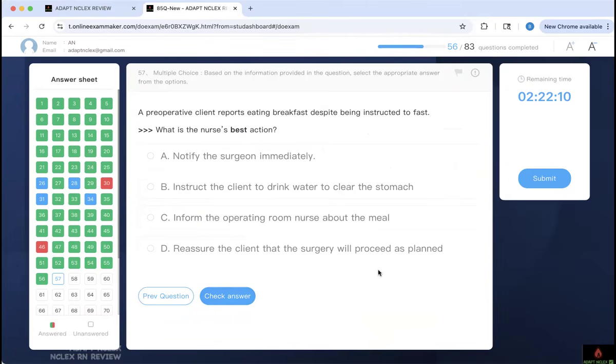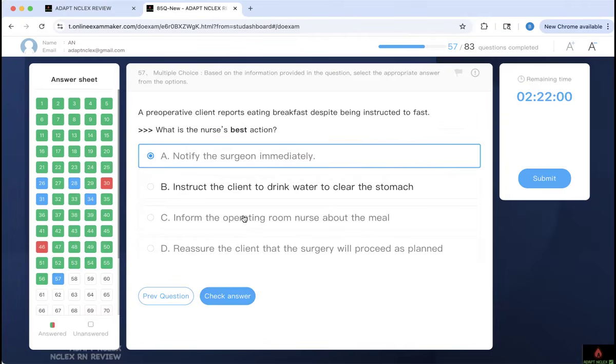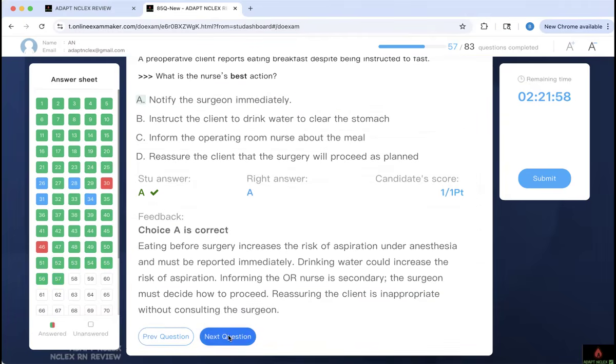Inform the operating room nurse about the meal. Is that the one going to do the surgery, the operating room? Reassure the client that the surgery will proceed as planned. How do you know? This one is straightforward. You've got to let the surgeon know.